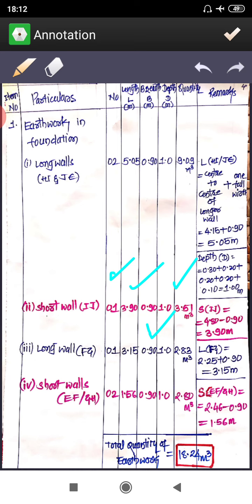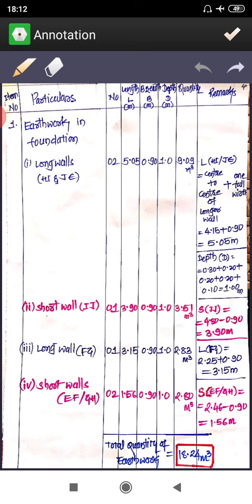Similarly here, again one more long wall you will be having, that is FG. Now this long wall, see here I have written the length for that. Usually center to center of a wall, that is 2.25 plus one full width. So that is going to be 3.15. So one number, 3.15 is the length, 0.90 is the width and 1 meter is the depth. So I'll be having quantity of 2.83.